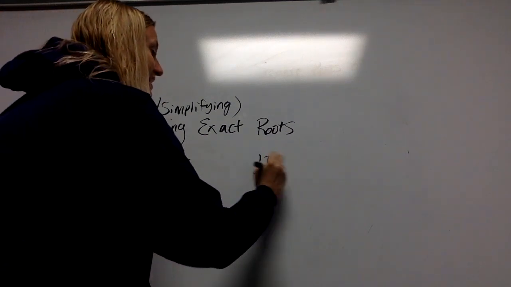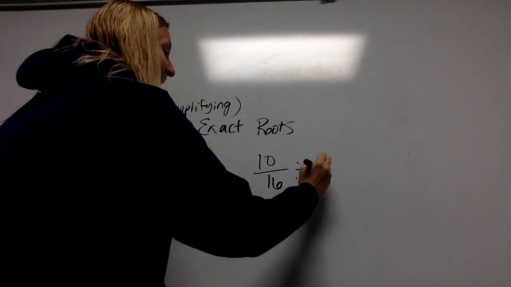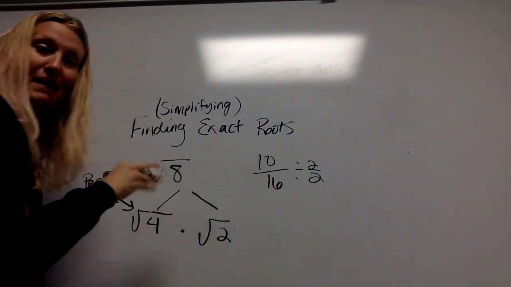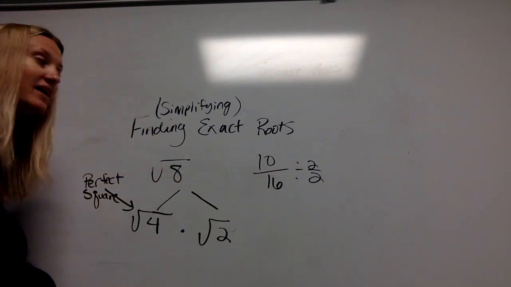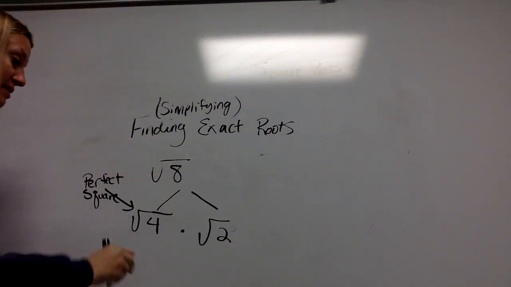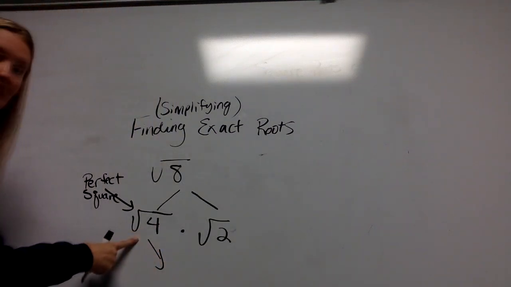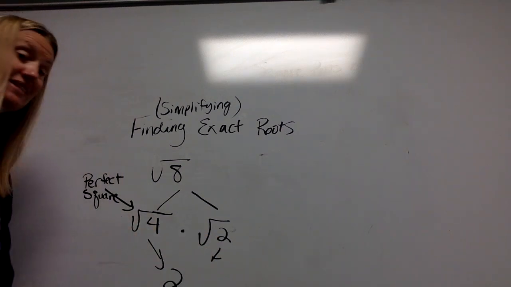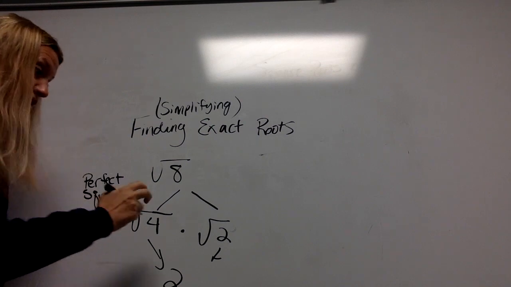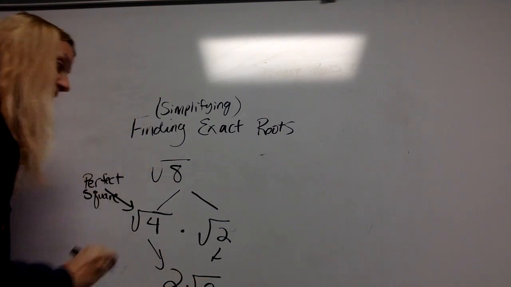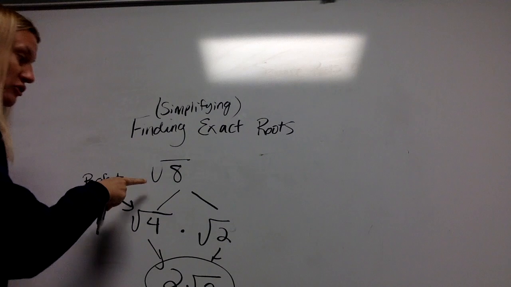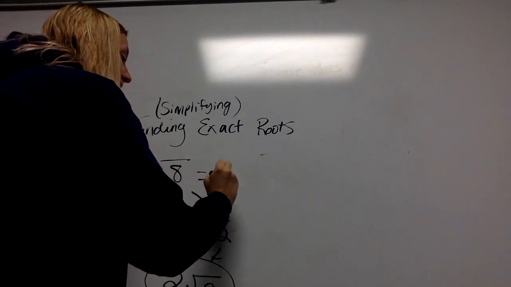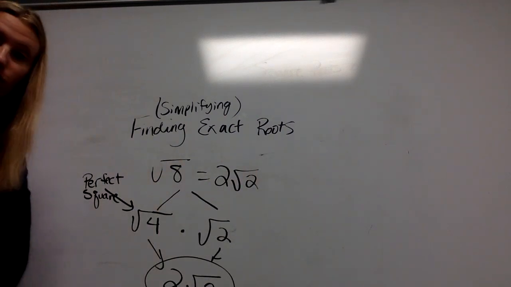Just like with 10/16, in order to simplify that, I have to have a number that I can divide into both. I couldn't divide this by 2 and this by 8. That doesn't work. There are rules that we follow. Now, we're going to give the answer. What is the square root of 4? The square root of 4 is 2. We know that. This is a nasty decimal, right? Square root of 2 is irrational. So we're just going to leave that as the exact square root of 2. So the square root of 8 as an exact answer is square root of 8, but simplified down is the same thing as 2 times the square root of 2.